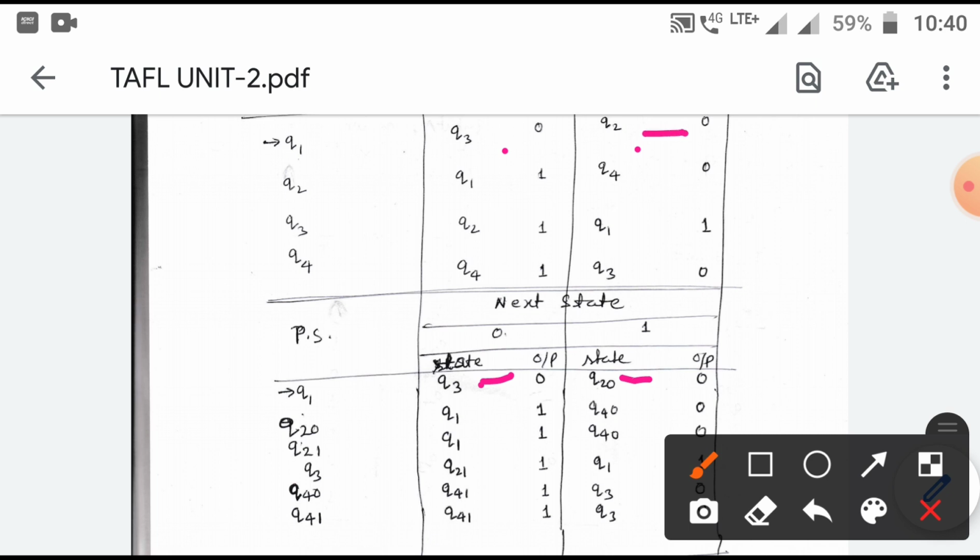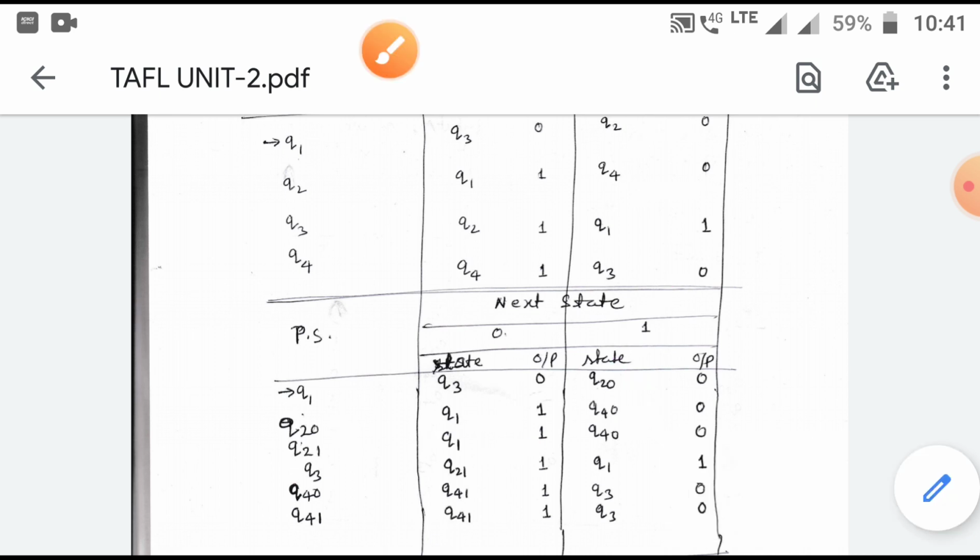Since this Q2 is associated with 0, it is very clear that its name will be Q20, and in Q2 the corresponding rows will both be the same. But Q1 is associated with 1, and Q1 is not split, so there is no need to process it here. Q4 is split into two parts, Q40 and Q41, but here Q4 is associated with 0, so the name will be Q40. In the same way we can proceed for other rows.